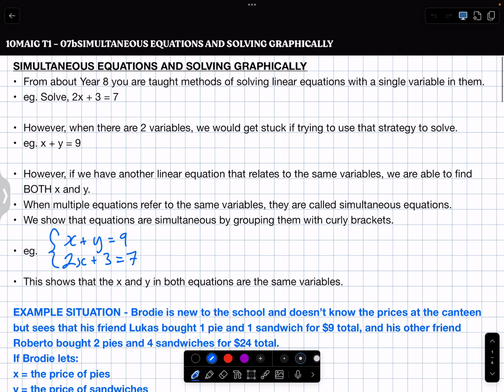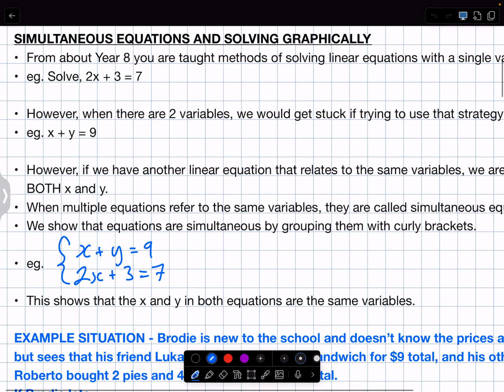From about year 8, you're taught ways of solving linear equations with a single variable. I reviewed that with you the very first lesson. Can someone tell me how I'd approach solving 2x plus 3 equals 7? How would I get rid of the adding 3? So if I minus 3 from both sides, it's going to be 2x equals 4. And how would I get rid of the times by 2? Divide by 2. You're currently mostly able to do that.